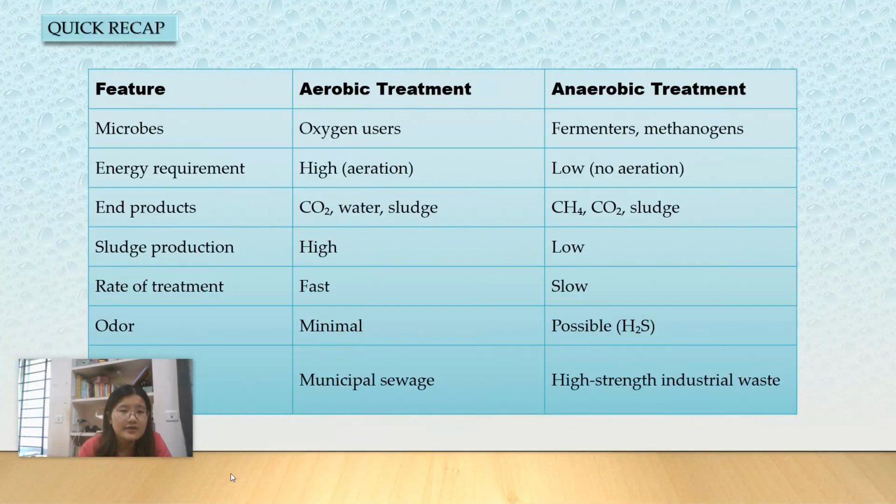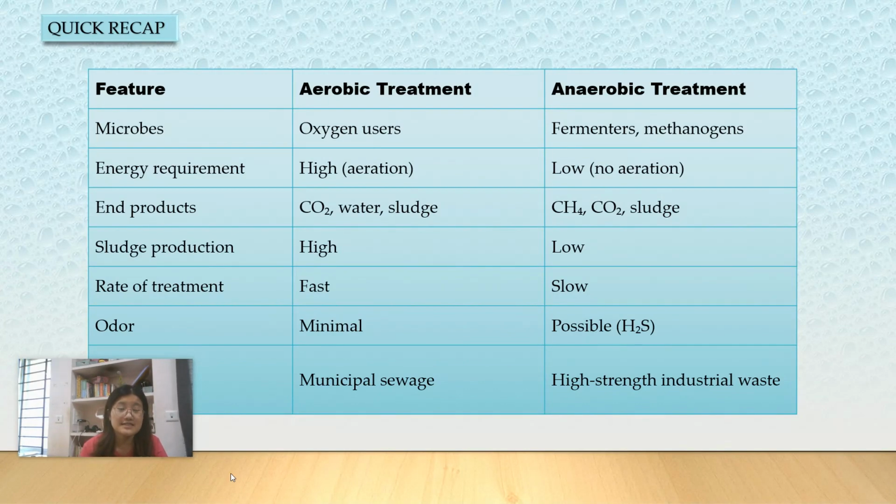So now let's have a quick recap of what we discussed earlier about aerobic and anaerobic treatment. The microbes in aerobic treatment are oxygen users, and in anaerobic treatment they are fermenters and methanogens, which don't require oxygen. The energy requirement is high in aerobic treatment and low in anaerobic treatment by comparison. The end products of aerobic treatment are carbon dioxide, water, and sludge, and the end products of anaerobic treatment are CH4, which is methane, carbon dioxide, and sludge.